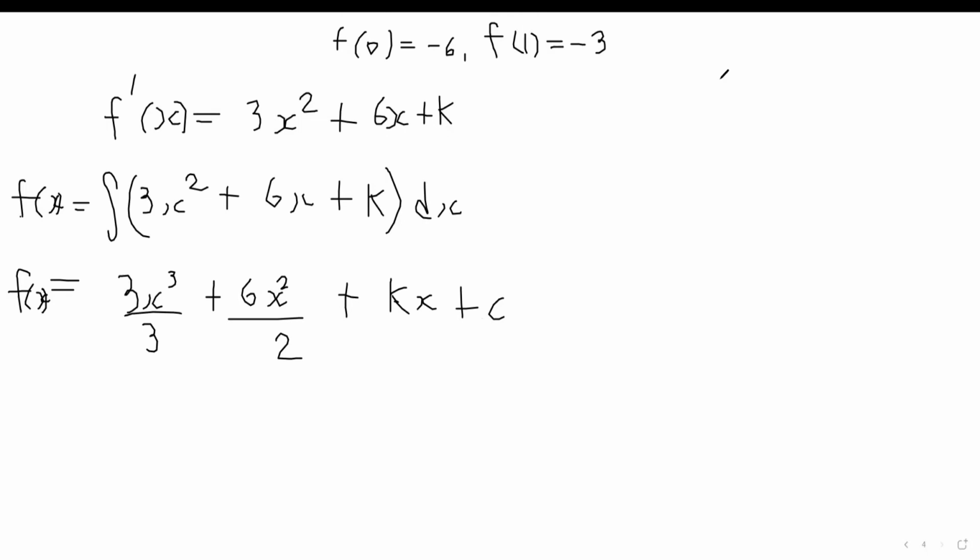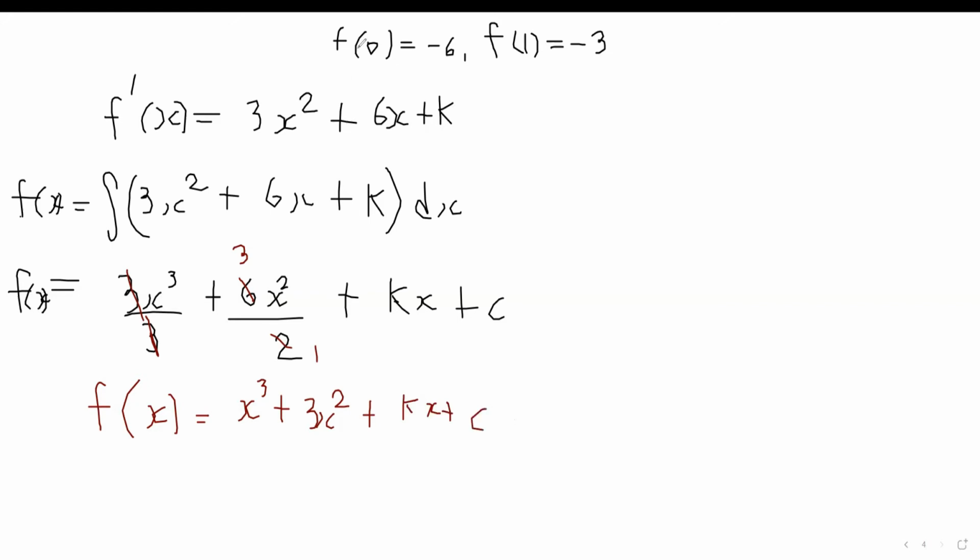Now, I'm just going to cancel out some numbers. This 3 cancels this 3 right here. And 2 into 6, 3. So literally what I'm saying is we know that f of x is x cubed plus 3x squared plus kx plus c. This is f of x. All right, cool. So we just need to find the constants k and c.